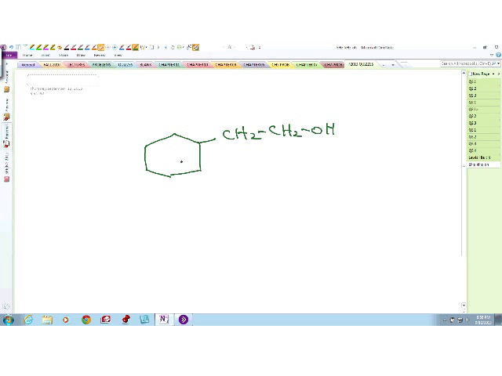Okay, is that clear? Now, the last set of structures I want to show you before we leave this segment. Supposing I draw this.